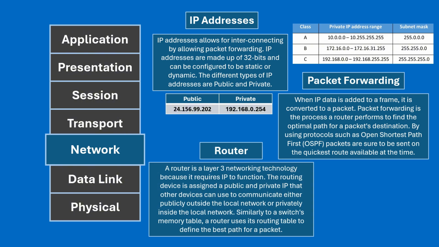A router is a Layer 3 networking technology because it requires IP to function. The routing device is assigned an outward-facing public IP address and an internally facing private IP address. Similar to a switch's memory table, a router uses its routing table to find and define the best path for a packet.